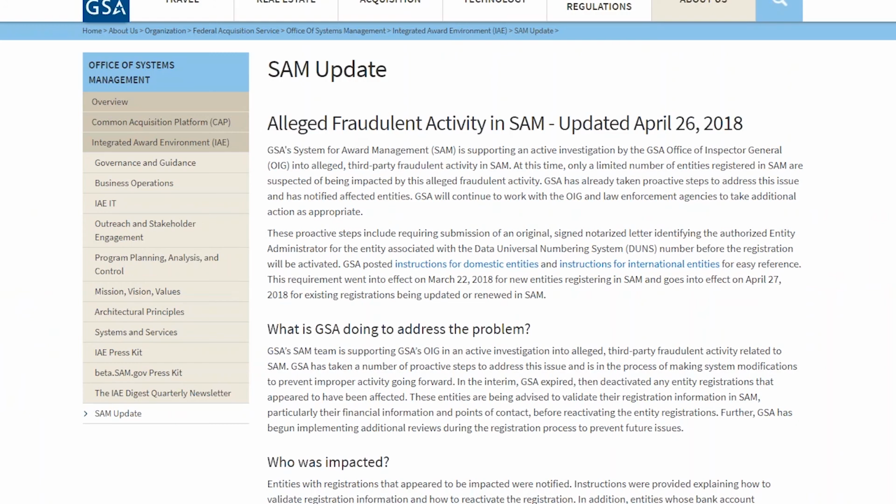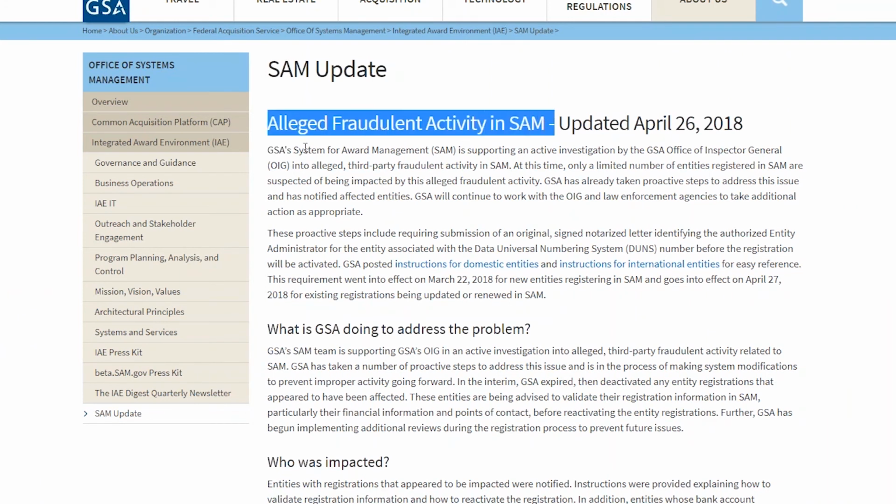Now, I've heard several different stories on this. Apparently, from what SAM is saying, it was an alleged fraudulent activity. GSA system, and so on. Third-party fraudulent activity in SAM at this time, and a limited number of entities registered in SAM are suspected of being impacted by this alleged fraudulent activity. GSA has already taken appropriate steps to address this issue, has notified affected entities. GSA will continue to work with OIG and law enforcement agencies to take additional action if appropriate.